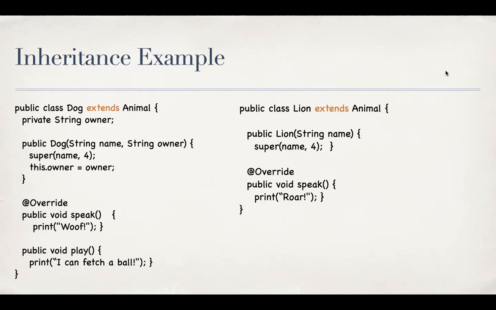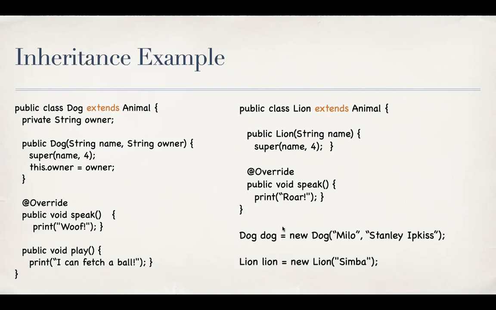Next, let's see how to use these extended classes. So you can do something like Dog, give the reference some name, let's say lowercase dog, then equals new Dog, Milo for the name of the dog, and Stanley Ipkiss for the owner of the dog. If you have watched the movie The Mask. And then we create a lion object using new Lion and pass it Simba. Now note, lion's constructor only needs a name for that particular lion, and it's going to plug in 4 by calling the superclass constructor itself.